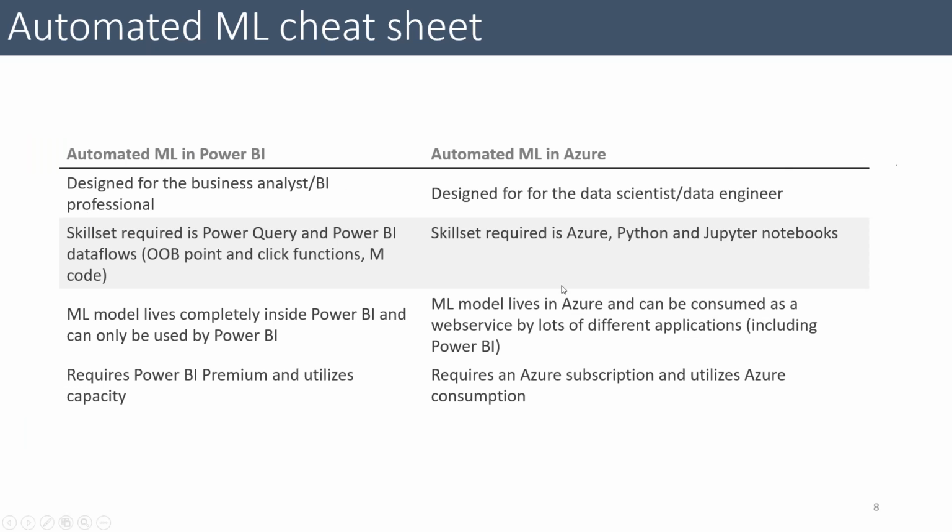One is for the business analyst versus the data scientist, skill set required: Power Query for Power BI; Azure, Python, Jupyter Notebooks for automated ML. Again, the model lives in Power BI versus the model lives in Azure and can be consumed by other applications. Automated ML requires Power BI Premium. Automated ML in Azure requires an Azure subscription. So again, different use cases, different personas for this capability.